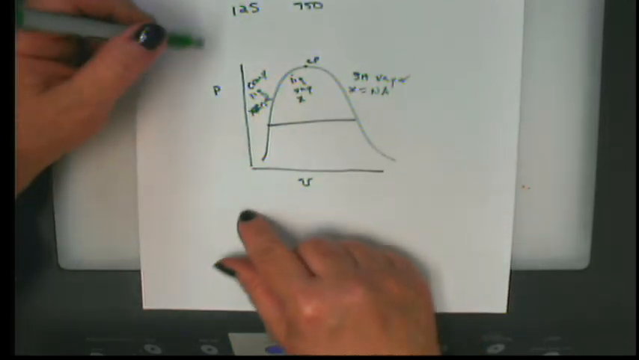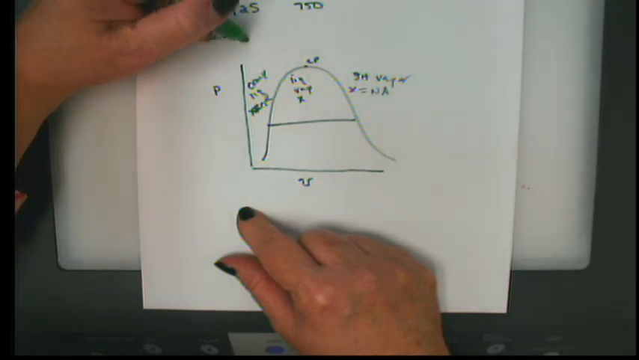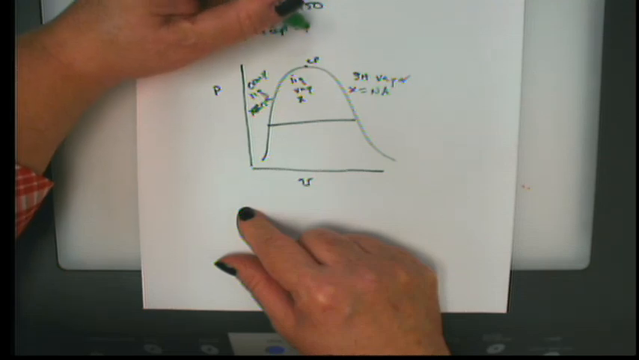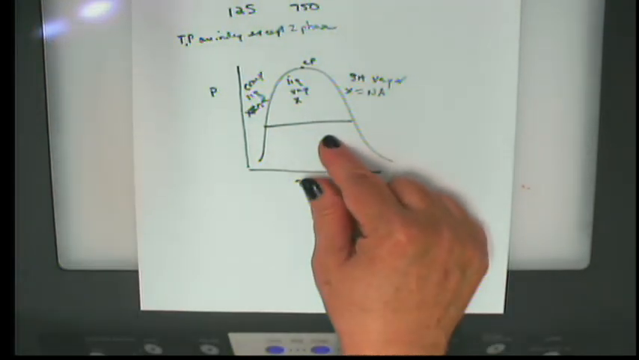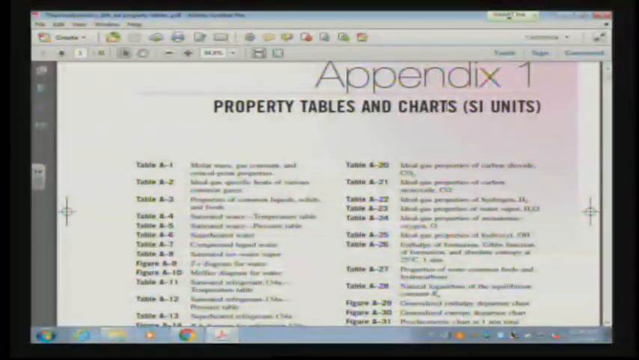So the principle that we use is that temperature and pressure are independent except in the two-phase region. In the two-phase region, they are dependent, and we need a third variable to describe where we are in the tables. All right, so we're going to take a look at water at 125 degrees centigrade and 750 kPa.